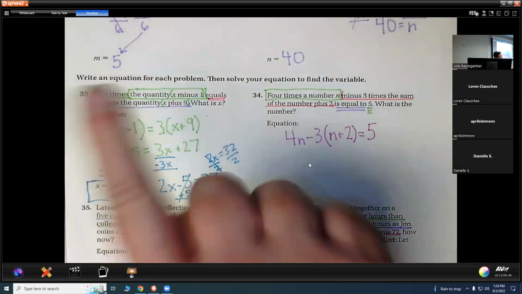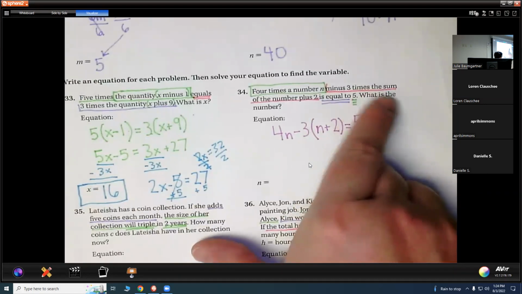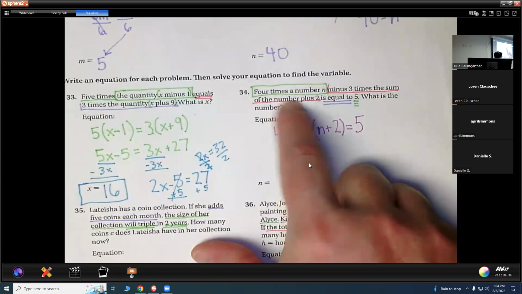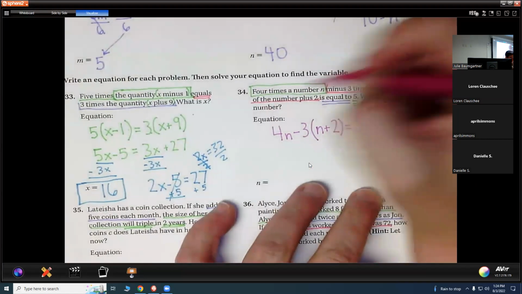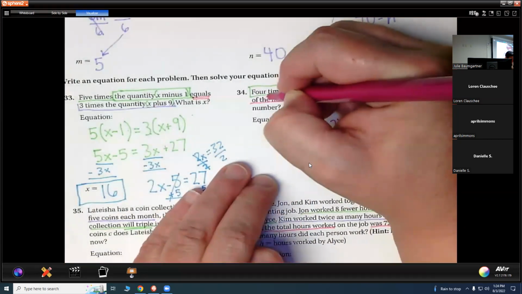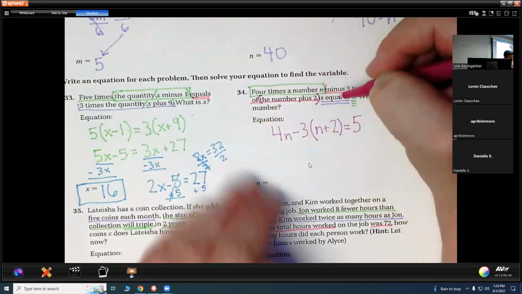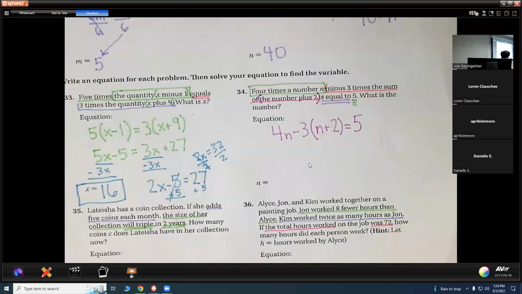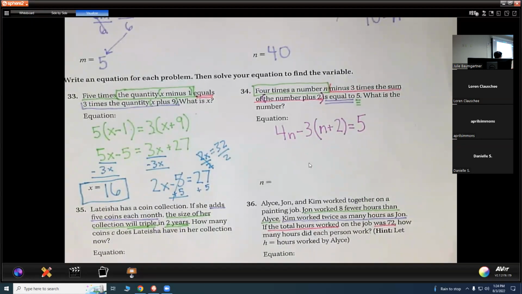So either it's going to be called the quantity, or it's going to be the sum of something and something else. So when it says the quantity of something or the sum of a number, okay, does that make sense? So if this is our equation, what's our first step to solving it?